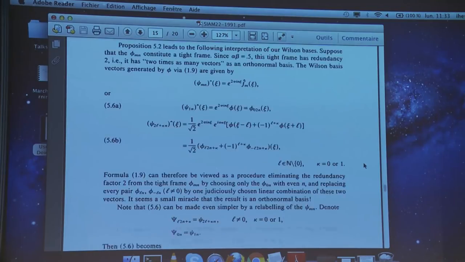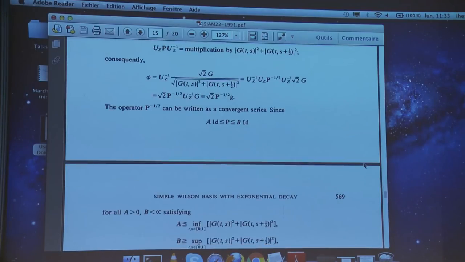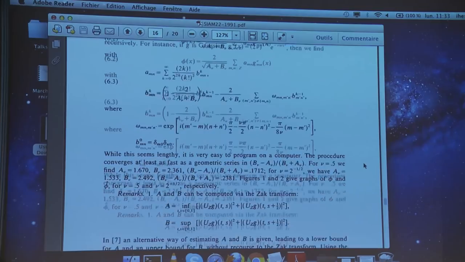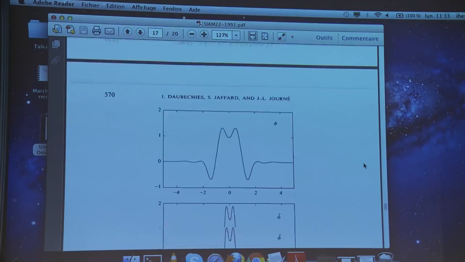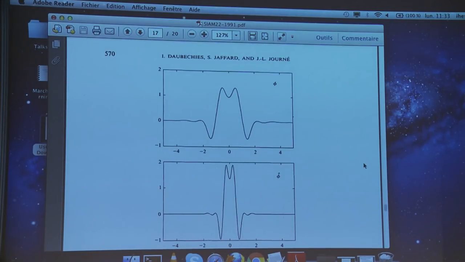Where is the graph? I always believe when you construct functions, in showing what they look like. So in fact, this particular function, and this is its Fourier transform, do satisfy that. You see they're built from Gaussians with a very fast exponential decay. Okay, so let's get back to the board.